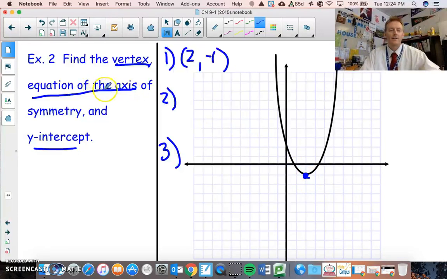My axis of symmetry is going to be my x equals line. So that is going to be, I'll put that in purple. That's this line right here. And that's going to say where x is equal to the right 2. And that's also the x value for my vertex.